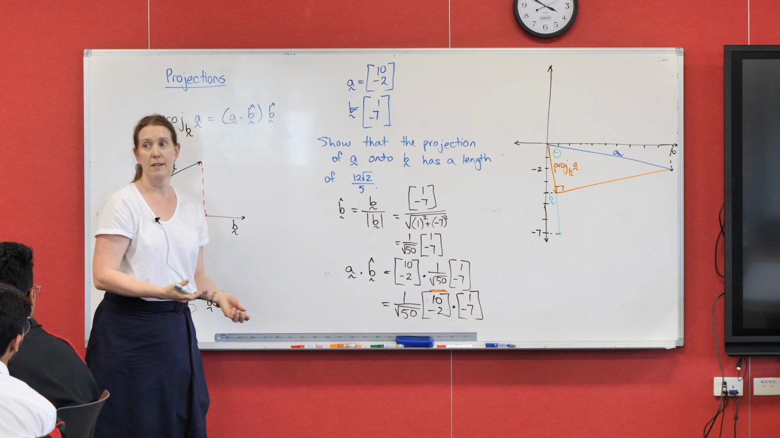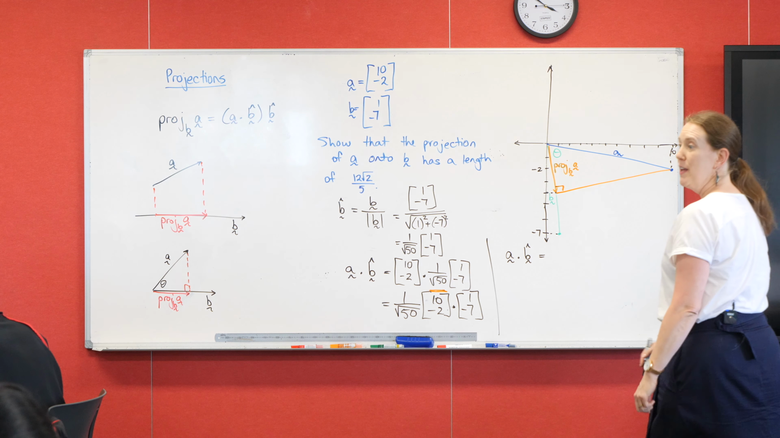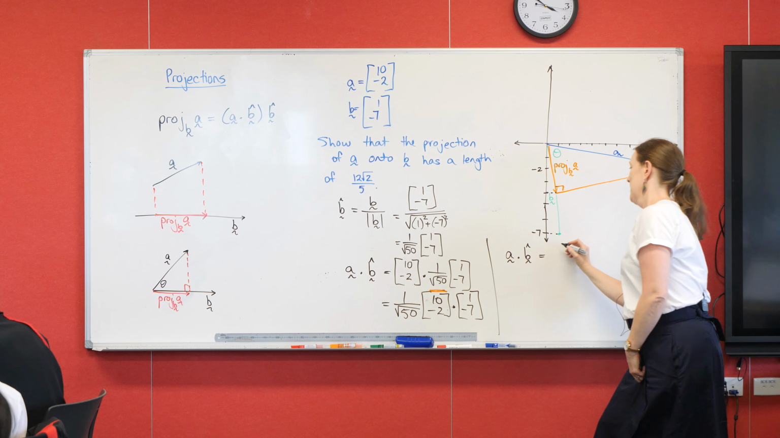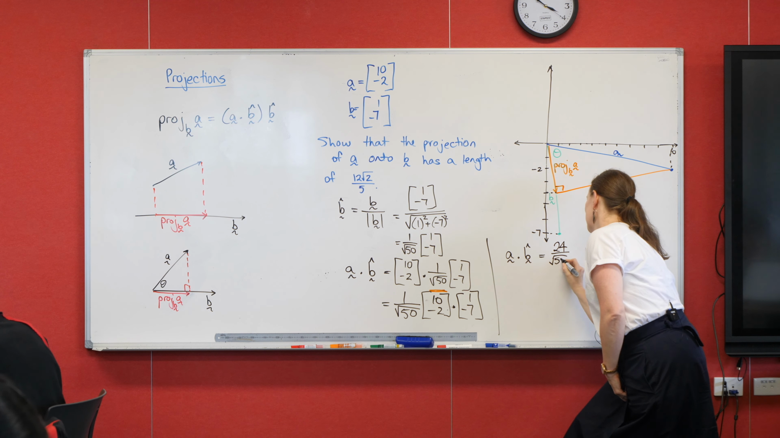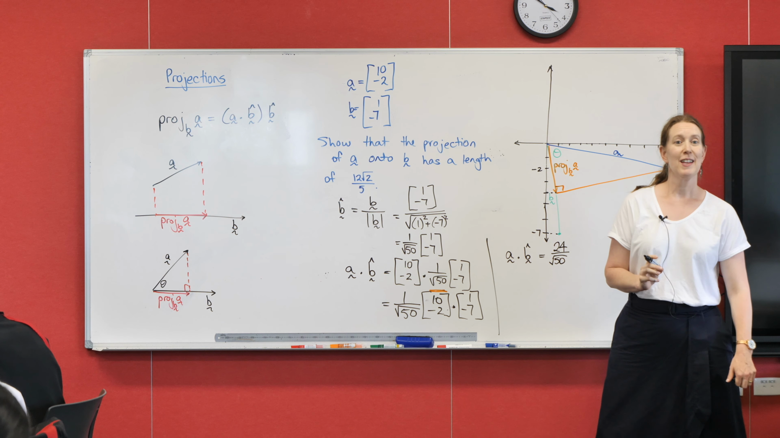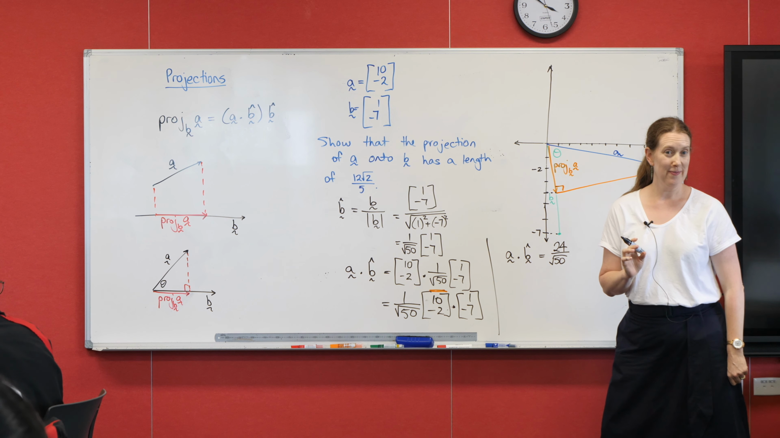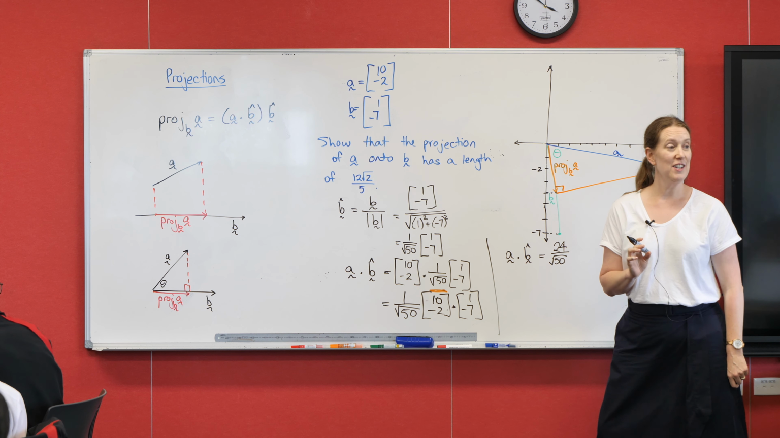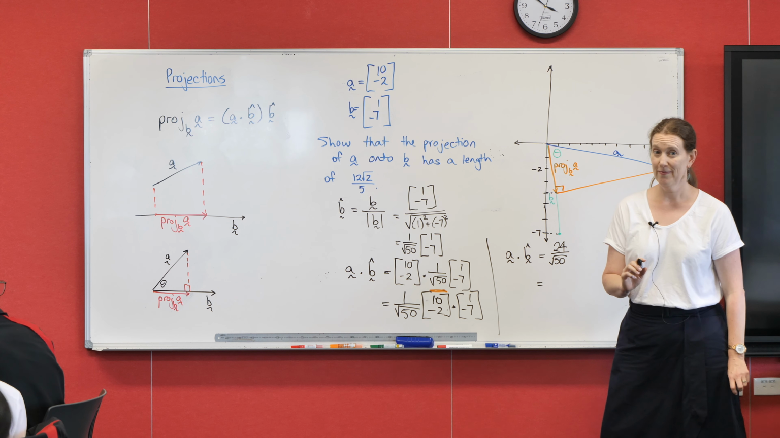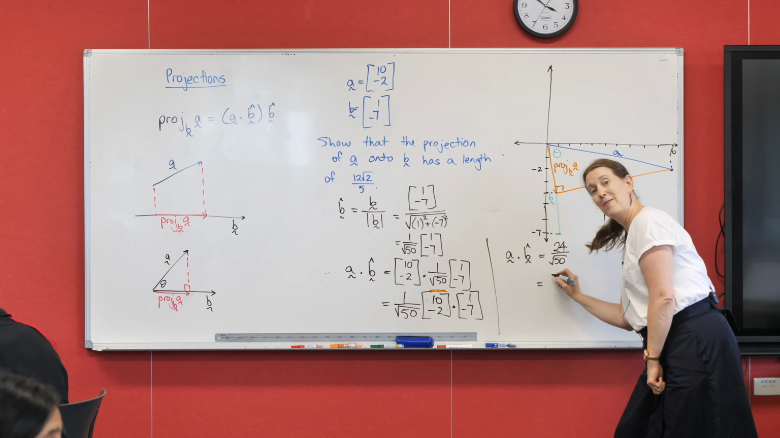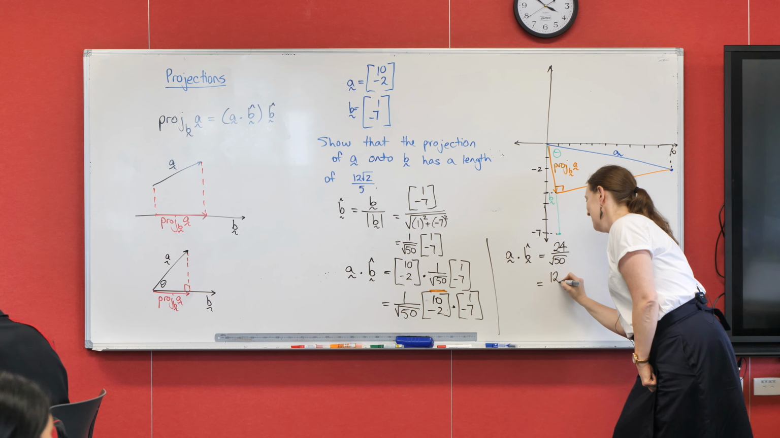Can you do this? Go for it. All right. And what did you get? 24 over root 50. Maya, what did you get? How did you simplify it? Rationalize the denominator. And when you rationalize the denominator, what did you get? Oh, the final answer of 12 root 2 on 5.